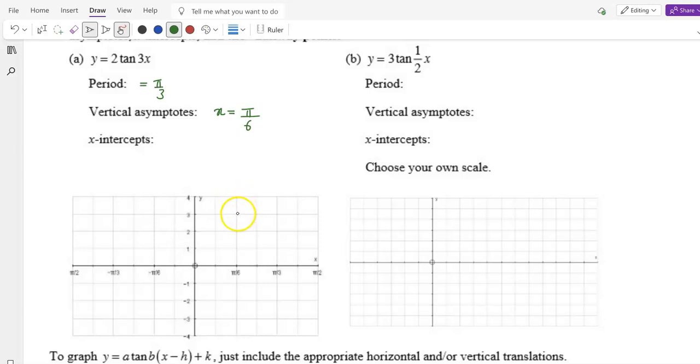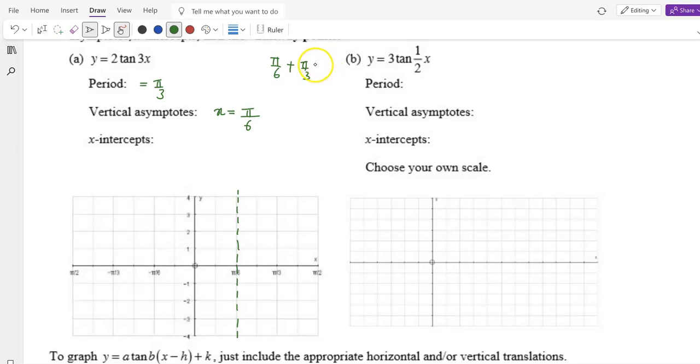So how do I find the next one? The first is pi upon 6. Where's the next vertical asymptote? Would it be minus pi upon 6? Now it will be pi by 3 away, since the period is pi by 3. So you can do pi by 6 plus pi by 3.